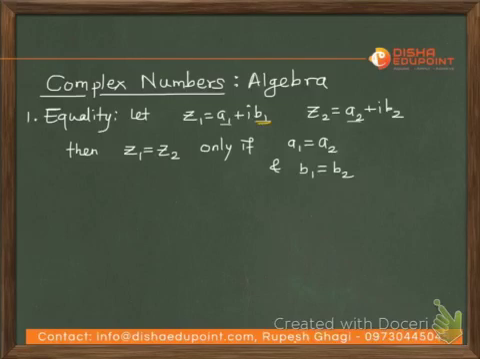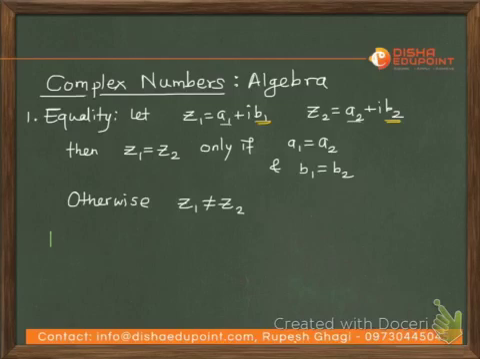That means the two complex numbers are equal only if their real parts are equal as well as their imaginary parts are equal. Otherwise, we say that z1 is not equal to z2.